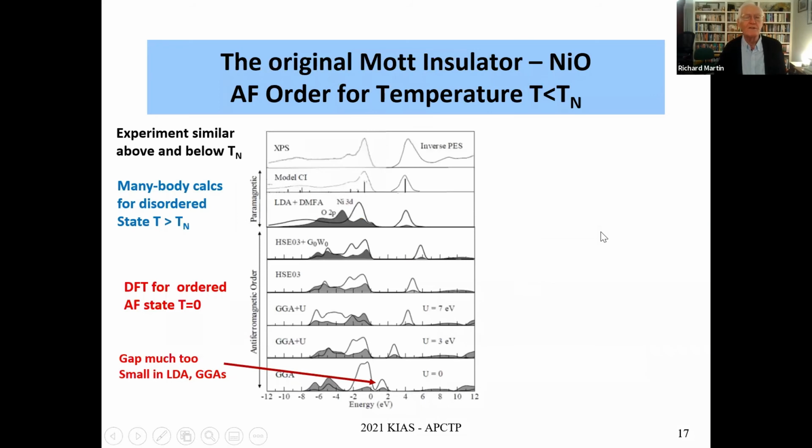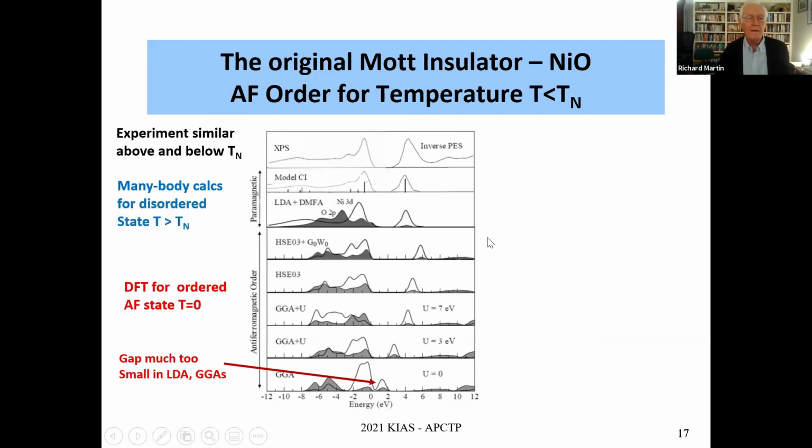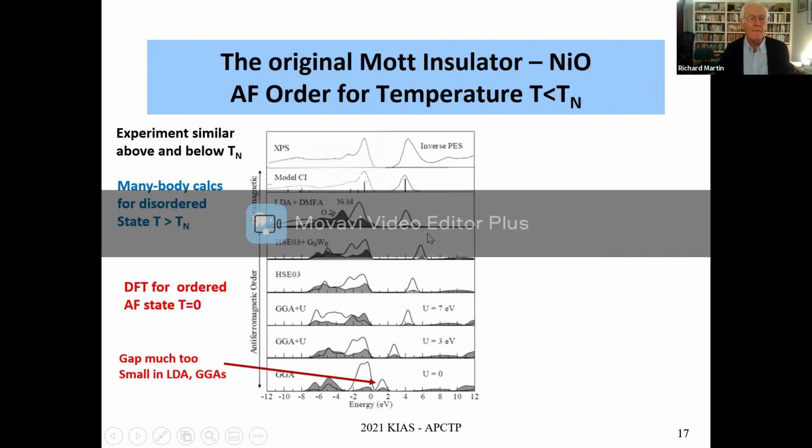And now I relate this to some actual density functional calculations for the Mott insulator nickel oxide, which orders antiferromagnetically at a temperature less than the Néel temperature. What's shown here is a diagram that has the experiment at the top and a good many density functionals, and a many-body calculation using the GW method here and some other many-body calculations in these panels. So let's start with the upper panel.